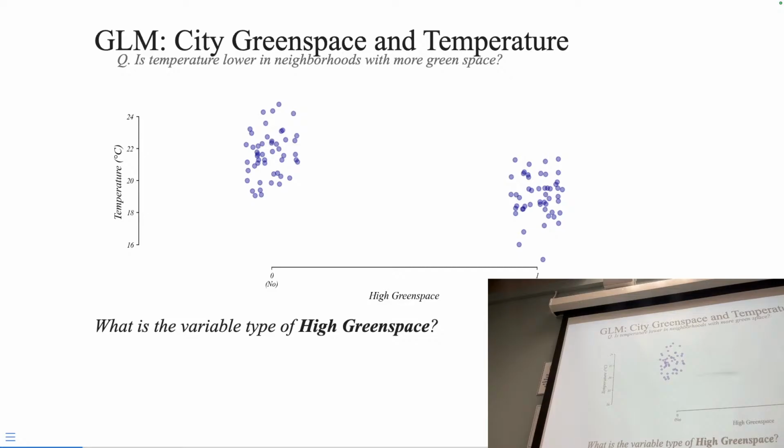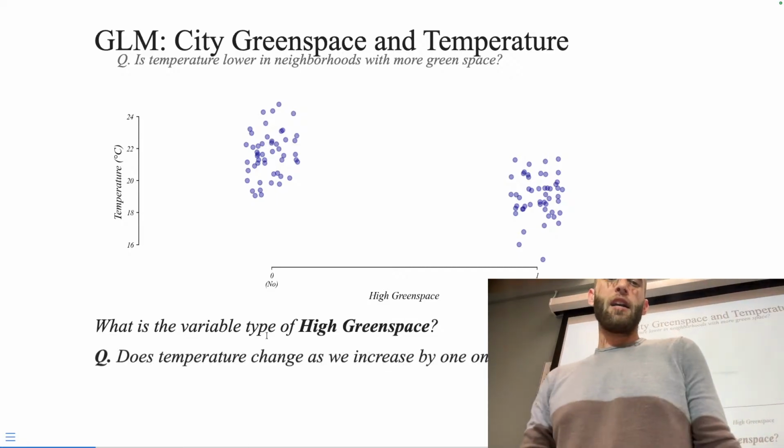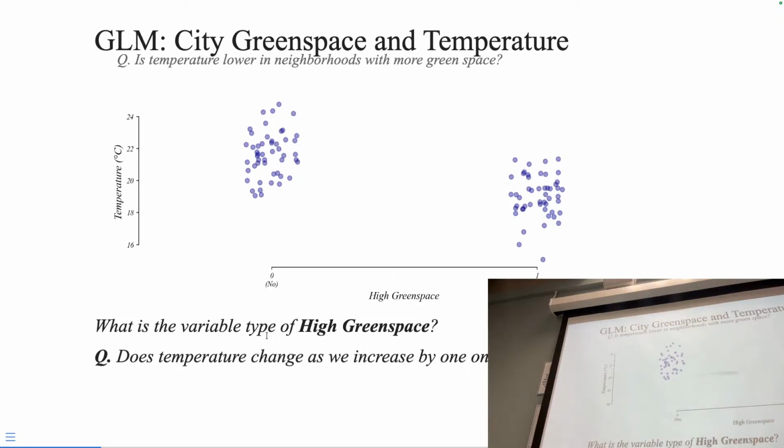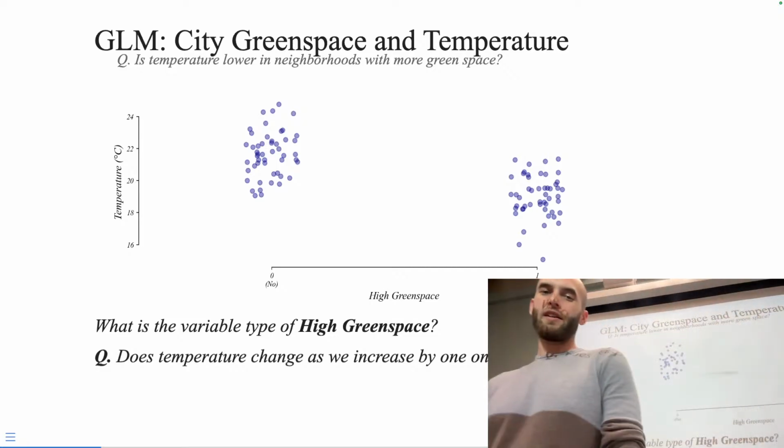Once we have this, we are almost all the way done. So I have 0 and I have 1. This is a strip plot, so there's some jitter horizontally just so we can see the data. But this changes our question from is temperature lower in neighborhoods with more green space to does temperature change as we increase by 1 on the horizontal axis? So if you're thinking about our general linear model framework, introducing a slope parameter, as we move horizontally, what happens vertically? We can reframe our original question in this way. Okay, any questions here?